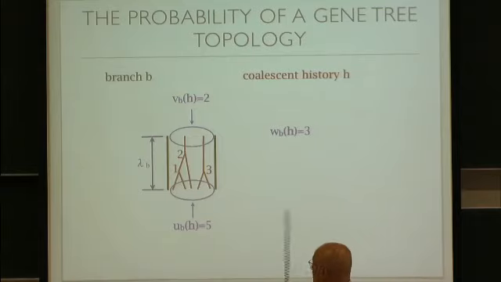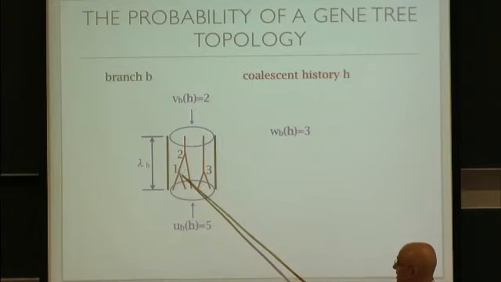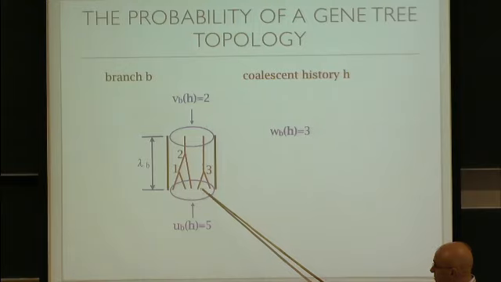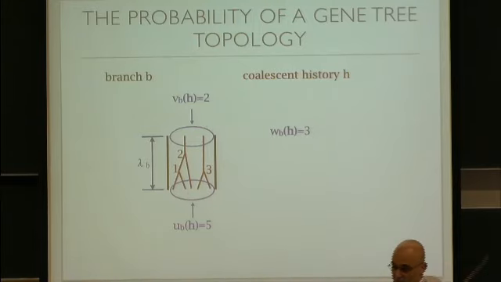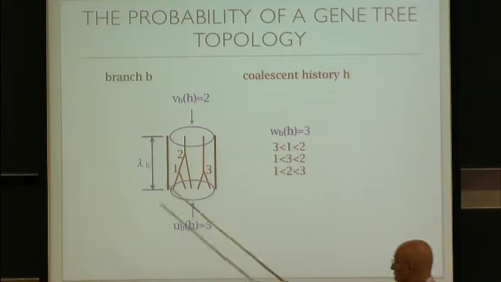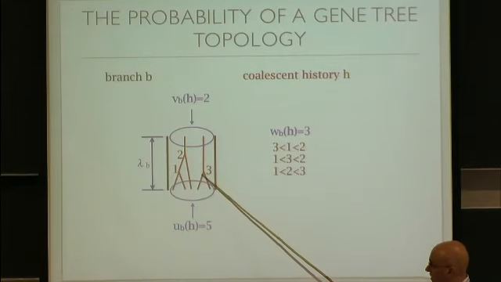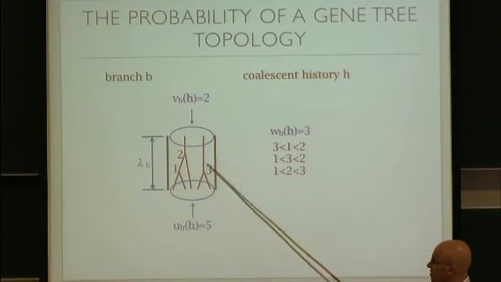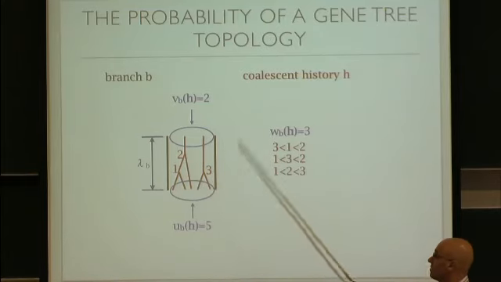What is W sub B of H? What is the probability that, when 3 coalescent events happen to these 5 lineages, they give rise to exactly the species tree we observe? In this case, there are 3 of them. You could have had coalescent event 3 first, then 1, then 2, or 1, then 3, then 2, or 1, 2, and then 3. So these are the 3 possibilities, okay?